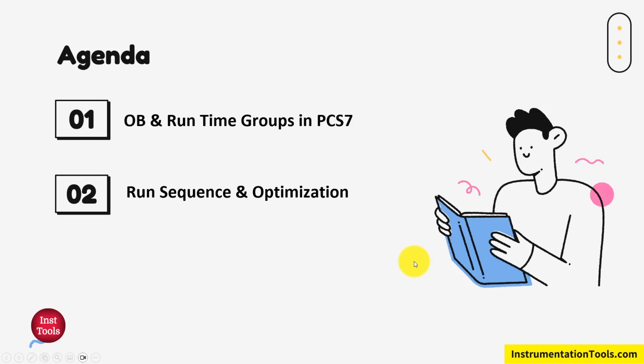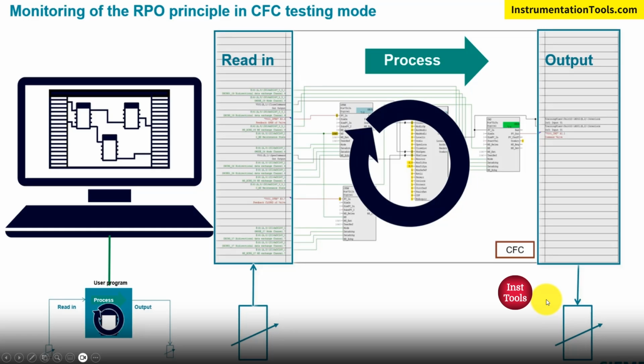So our first point: what is an OB and what is a runtime group? In PCS 7, the CFC editor works in the following way. Initially, it reads in all the field signals from the IO cards, and it executes the FBs. These FBs are executed according to the OB callings, and it then processes the outputs to the cards or memory area. So what is this OB calling?